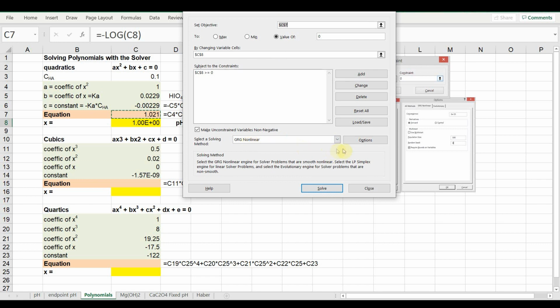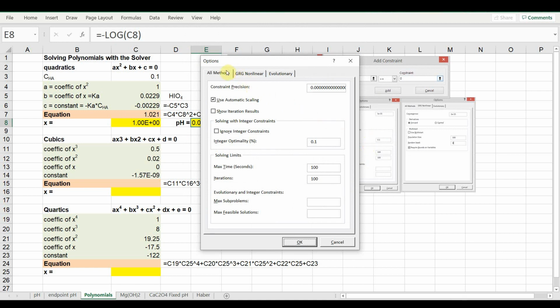Before we click Solve, let's explore a couple other options. On the Options tab, under All Methods, set the precision constraints to some small value. 1e minus 15 is very small. Select Use Automatic Scaling. Set the integer optimality percent to 0.1% or less. Set the solving limit maximum time to 100 seconds. That's plenty long to wait. Or the maximum iterations to be 100. We're going to use GRG nonlinear.